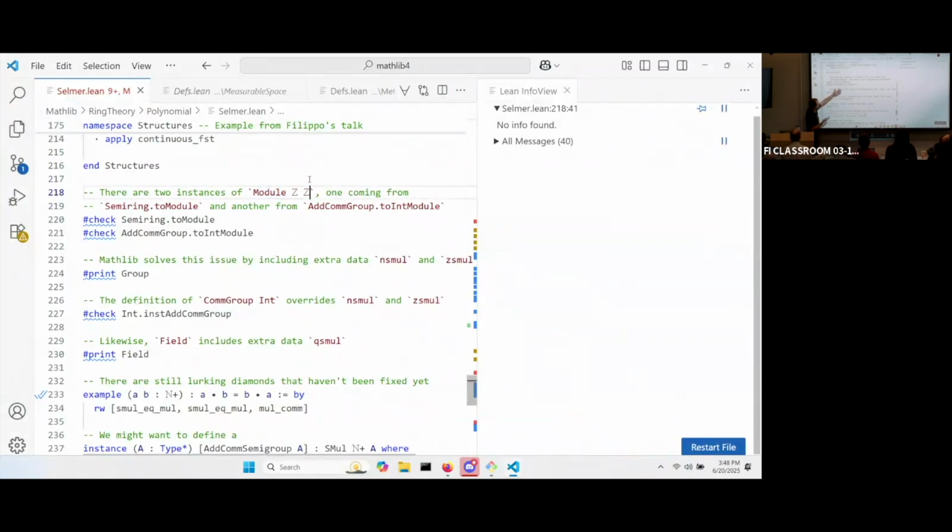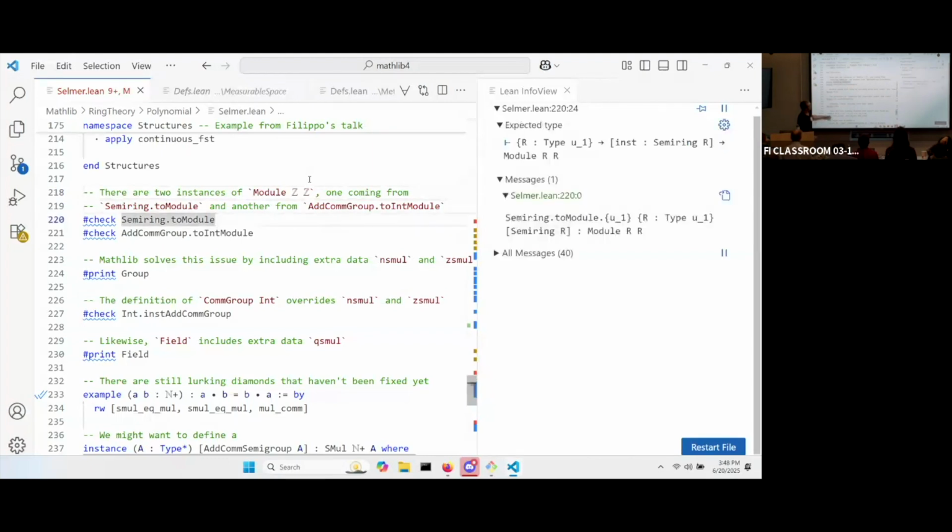First of all, Z could be a Z module because every additive commutative group is a Z module. Z modules are just additive commutative groups. But the other way is that R is always an R module for every R, so there's always an instance of module R over R. So these are two different ways that Z could be a Z module. And the problem is that they produce identical Z module structures, but it requires a proof that they're identical.